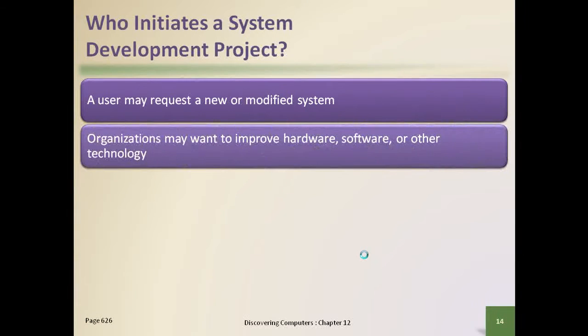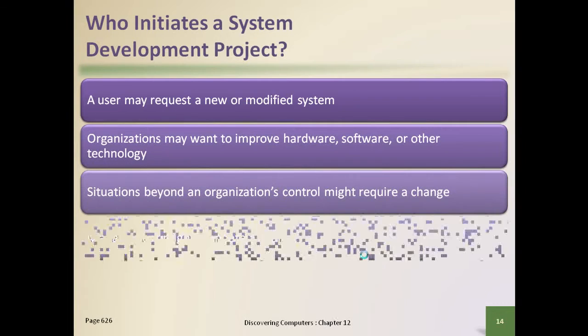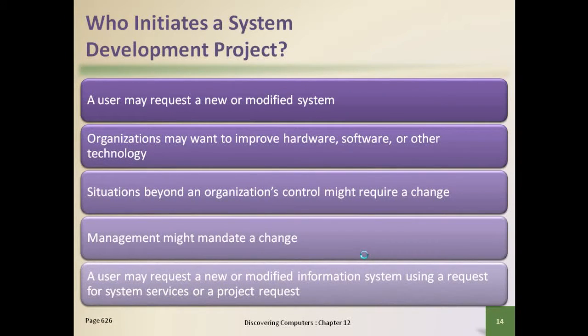In the system development project, a user may request a new or modified system. An organization may want to improve hardware, software, or other technology. Situations beyond an organization's control may require a change. Management may mandate a change. A user may request a new or modified information system using a request for system services or a project request.